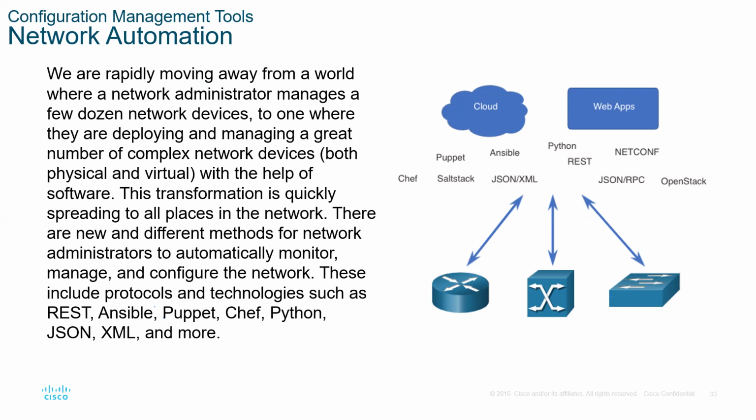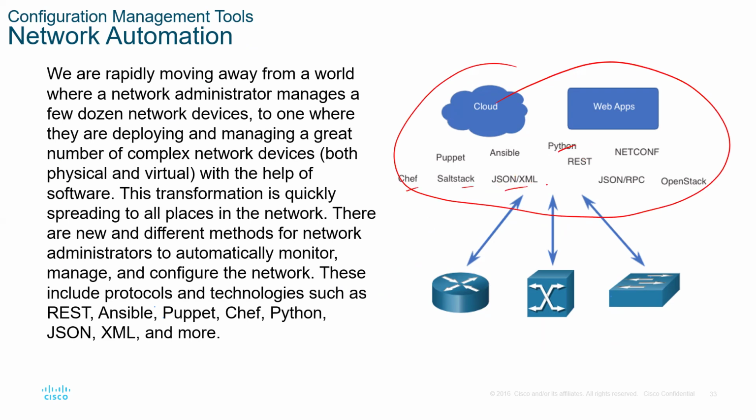And there are a couple of protocols and technologies that we use. So we have Puppet, tools, Ansible, Python, programming languages, Chef, tools, SaltStack, data formats, JSON or XML, JSON-RPC, OpenStack, NETCONF, RESTCONF, REST, with assistance of the cloud, obviously, and web applications. So these are some of the tools, the protocols, technologies that we will be using for network automation.